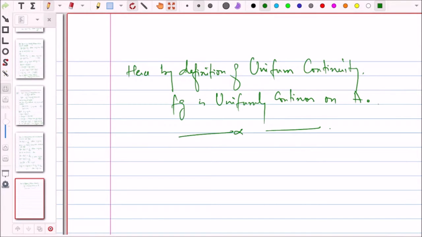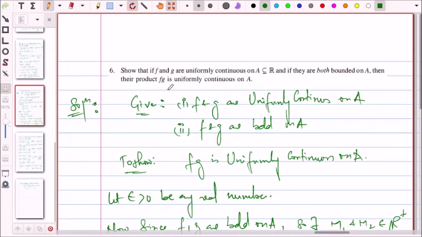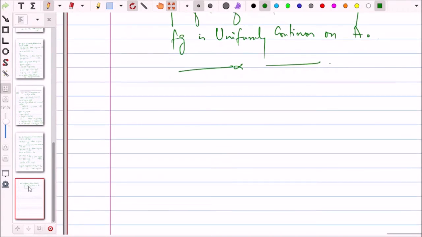In question number 6, we have shown that the product of two uniformly continuous functions is uniformly continuous, provided they both are bounded on their domain. But if we drop the condition of boundedness, then the product may fail to be uniformly continuous, although the functions are uniformly continuous on their domain. This is what we are going to prove in question number 7.